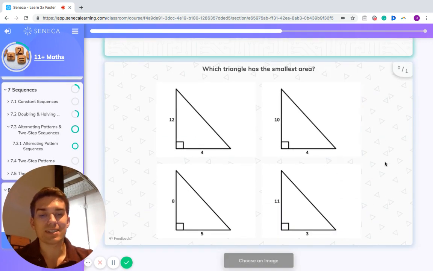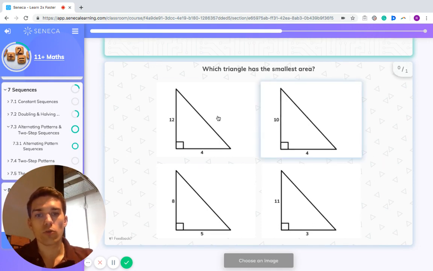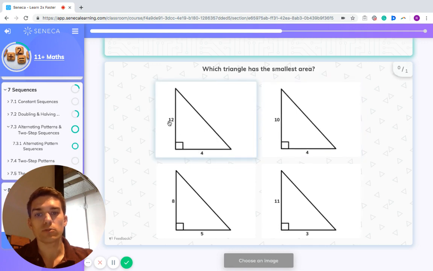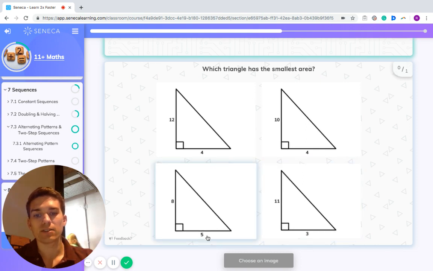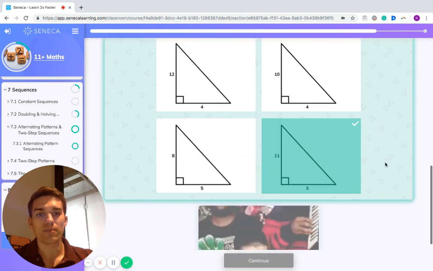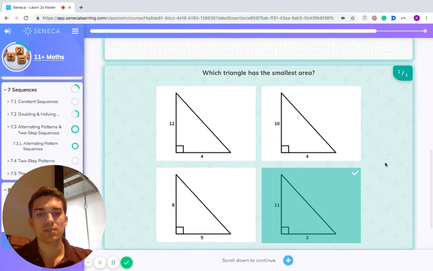So which of these triangles has the smallest area? So we have a base of 4, height of 12; base of 4, height of 10; base of 3, height of 11; base of 5, height of 8. To work out the area for each one of those, we will work out that this one will have the smallest area. Remember, you can just do base 3 times height 11. 3 times 11 is 33. If you halve that, it's going to be 16.5 centimeters squared. If you compare that to the other areas, you'll find that that is lower.